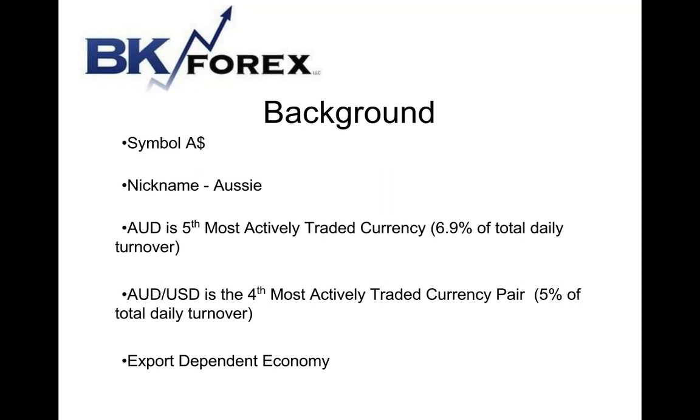Even though Australia is certainly not the 5th largest economy in the world by any stretch of imagination, it is part of the G20. It's part of the 20 largest economies in the world, but nowhere near the 5th largest. And as a matter of fact, the Australian dollar US dollar pair is the 4th most actively traded currency pair in the currency market. It's literally 5% of the total daily turnover.